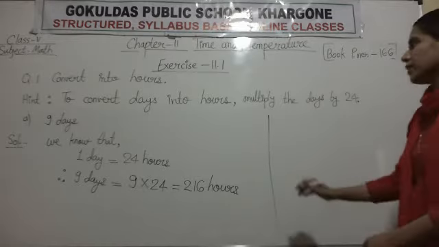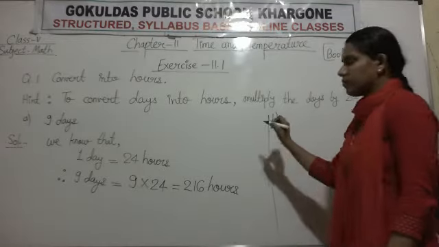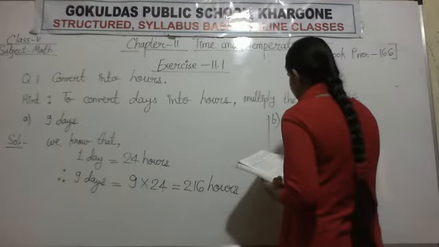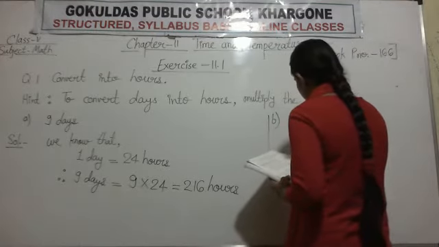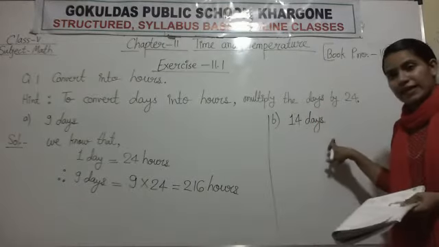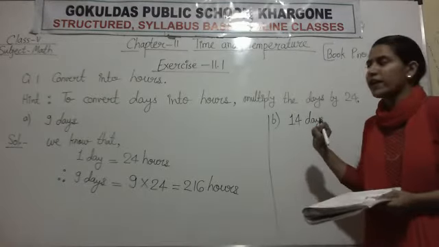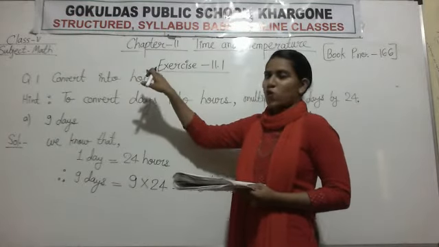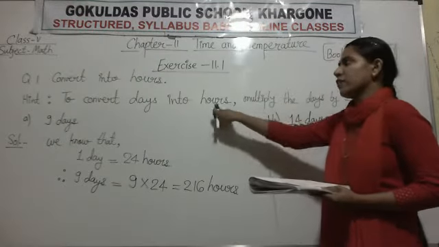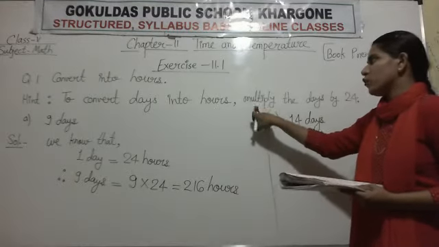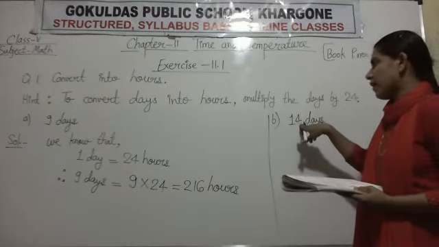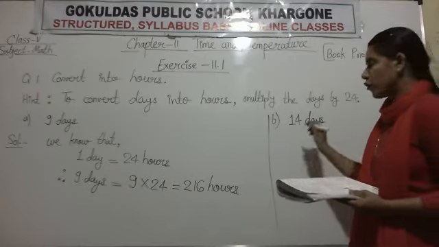Now question number B, I am writing here. The given days are 14 days. Days are given and according to the question we want to convert into hours. So when days are given and we want to convert into hours, we multiply days by 24. We multiply 14 by 24.